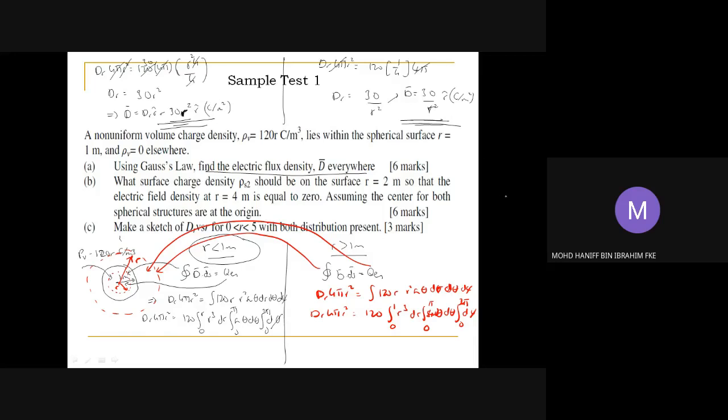Okay, hopefully you are clear regarding these problems. Okay, I will proceed with part B of the questions. Any more questions on this? No? Okay.